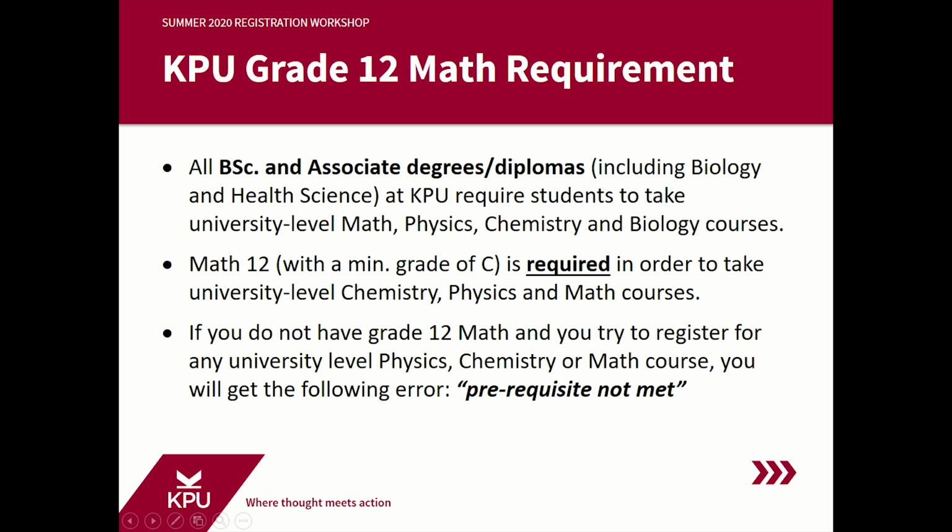At KPU, all science programs, including Bachelor's in Science and Biology and Bachelor's in Health Science, require students to take university-level math, physics, chemistry, and biology courses. With the exception of biology, grade 12 math with a minimum grade of C is a requirement for many of these university-level science courses. Students who do not currently meet this requirement will see the prerequisites, co-requisites not met error when registering for university level physics, chemistry, or math courses.